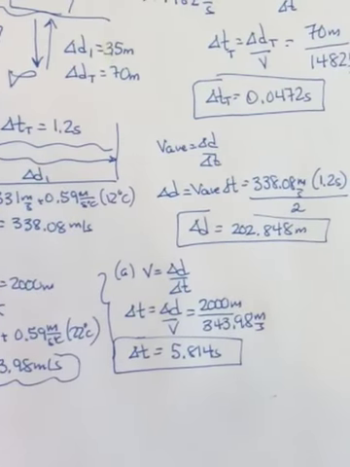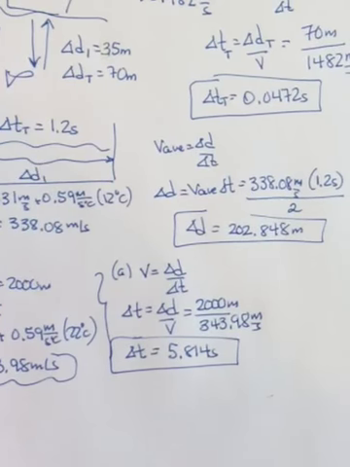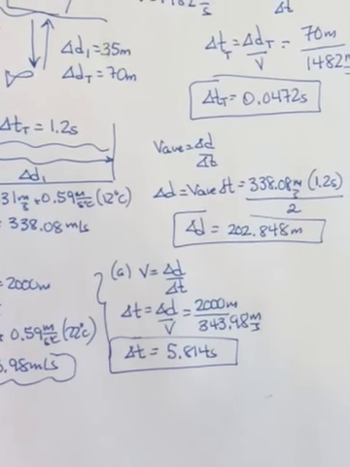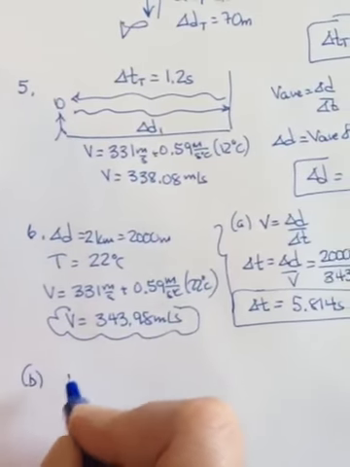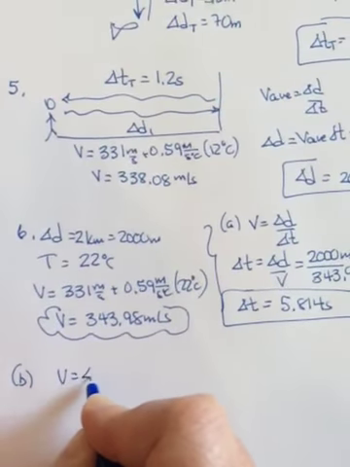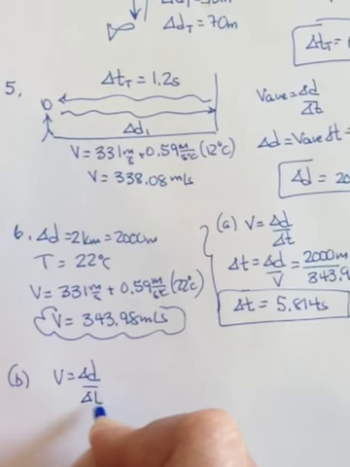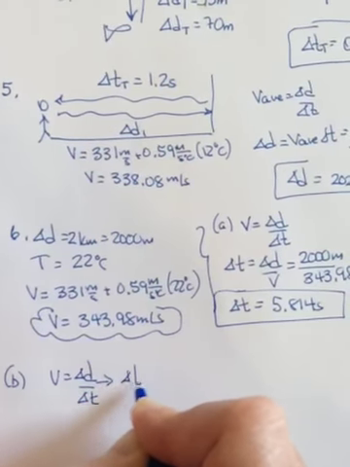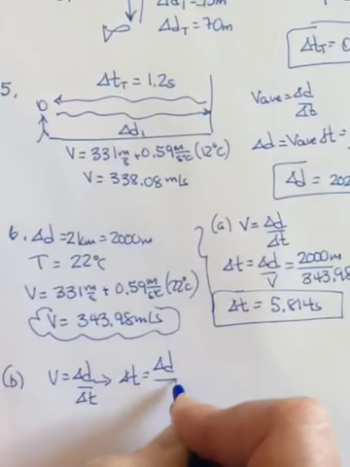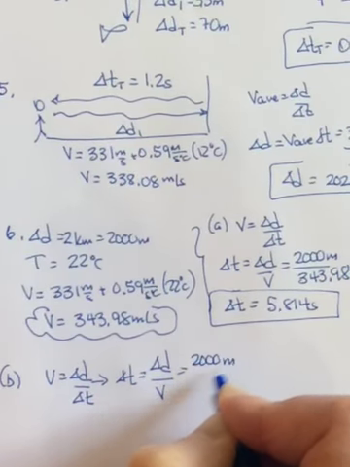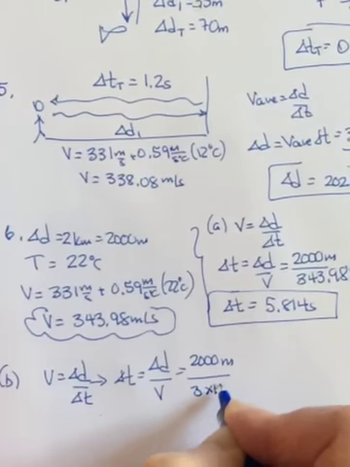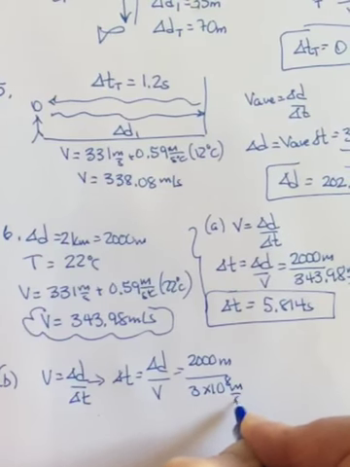The speed of light is 3 times 10 to the 8th meters per second. How long does it take for light to travel 2 kilometers? So for light, again, we're going to do v is equal to delta d over delta t. So delta t is equal to delta d over the v. 2,000 meters over 3 times 10 to the 8th meters per second.